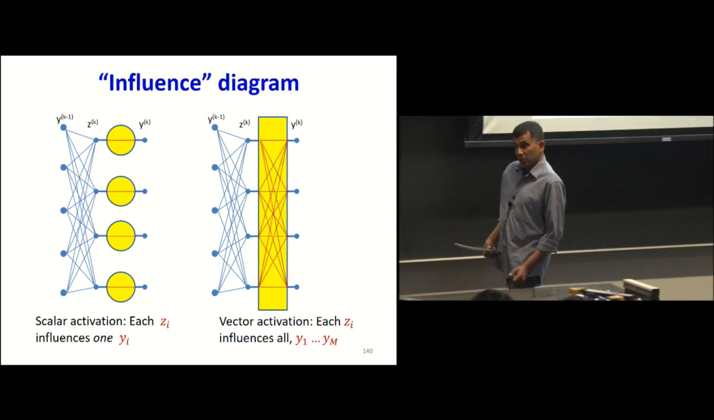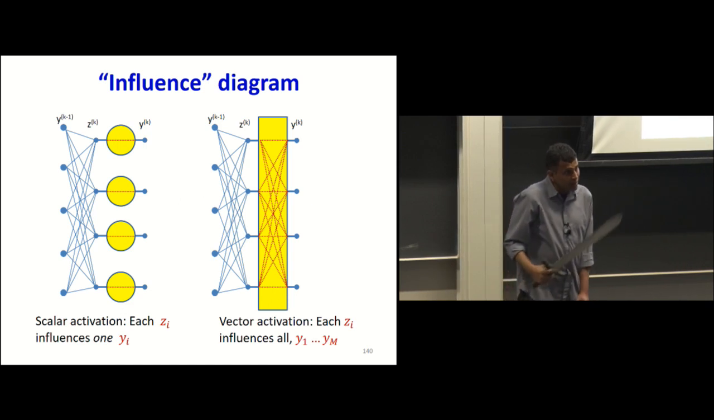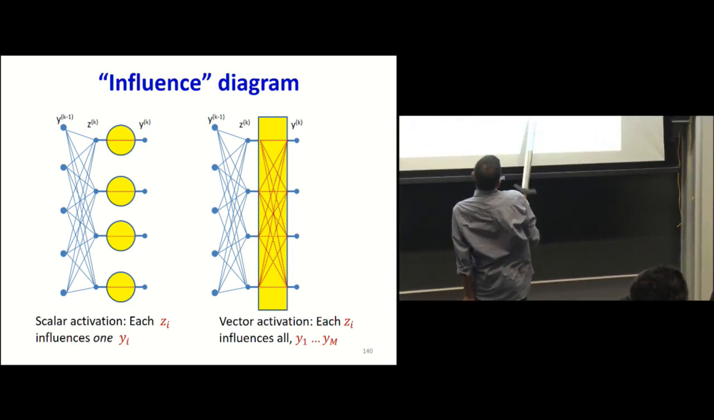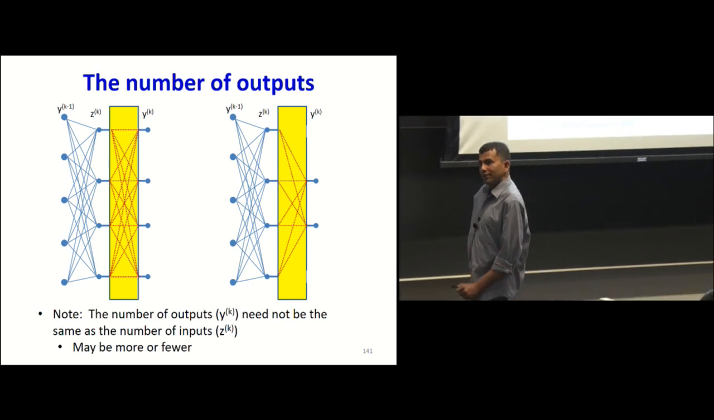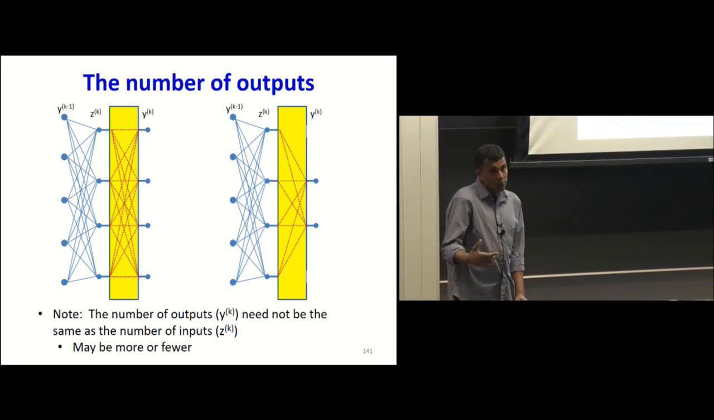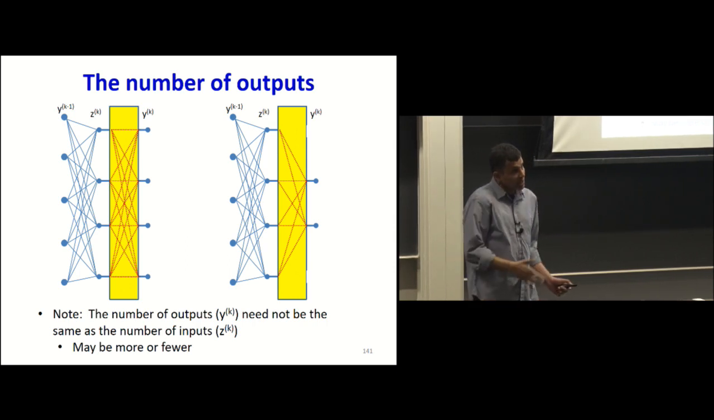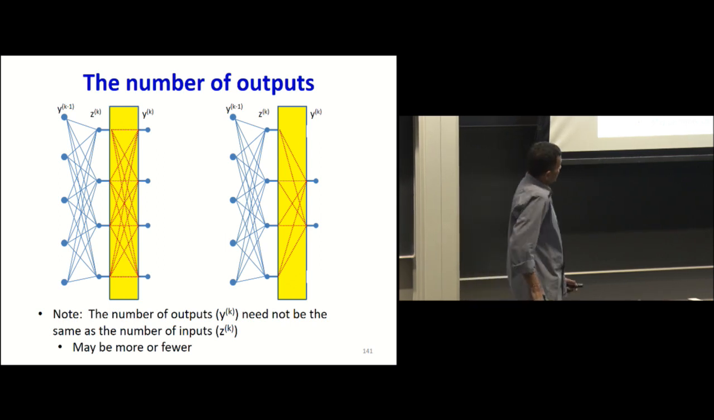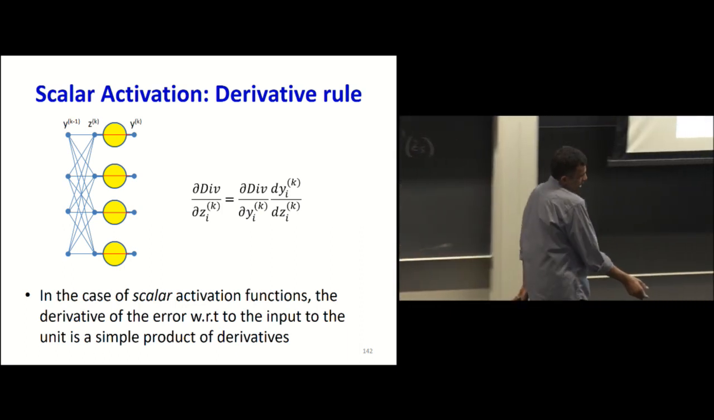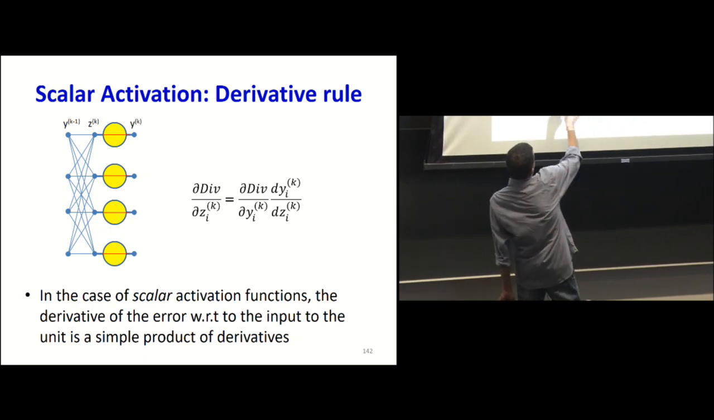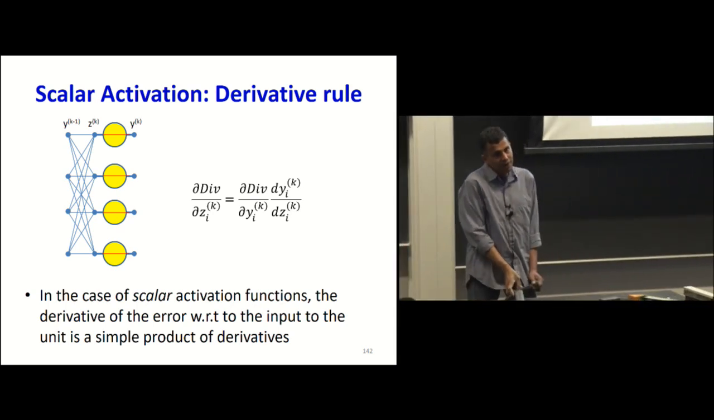But when I've got vector functions, things change. Now we have to go back and look at how things influence the output. Here, every one of these z's influences every one of these y's. So how would you compute the derivative? Again, the number of outputs doesn't have to be the same as the number of inputs to a vector activation, which means your vector function doesn't have to be dimensionality retaining. It could increase or decrease the dimensions. So given this, here is the derivative rule for scalars. It's very trivial. The derivative of the error with respect to any z is simply the derivative of the divergence with respect to y times the derivative of y with respect to z, which is the f prime. This was very easy.